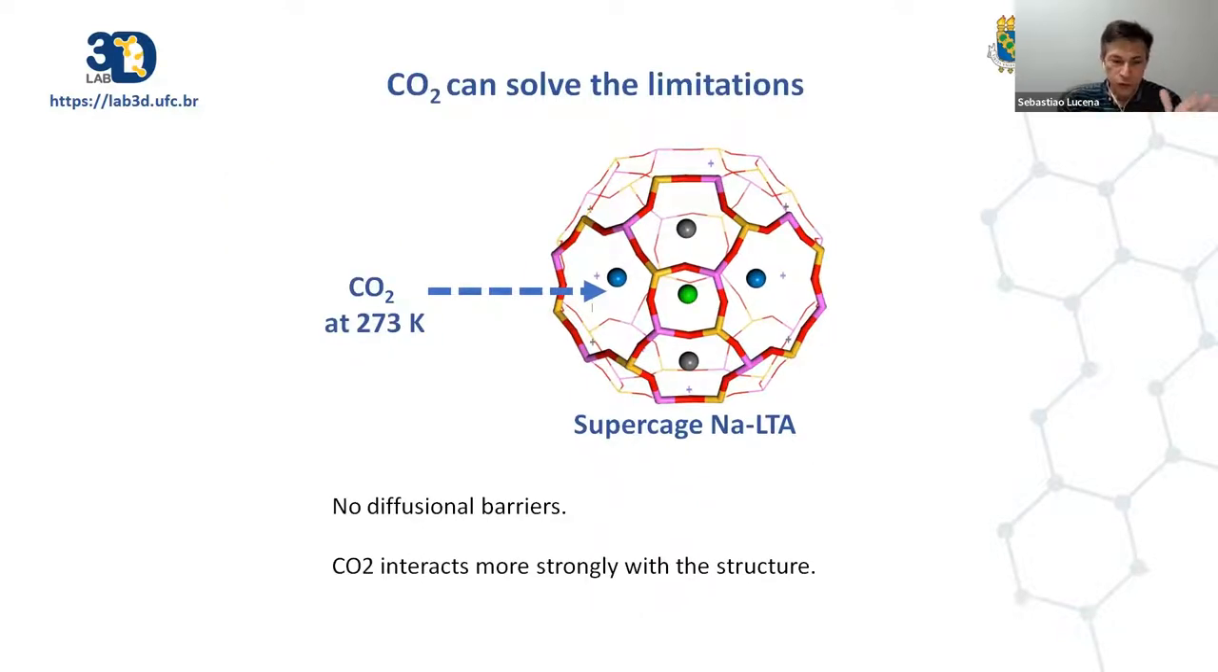CO2 at 273 Kelvin does not have the diffusion problem. And another advantage is that as CO2 interacts more strongly with the framework, it is possible to identify specific pore type signatures, both due to the variation of the silicon and aluminum ratio, as well as the location of existing species of the cations. This is an interesting thing.